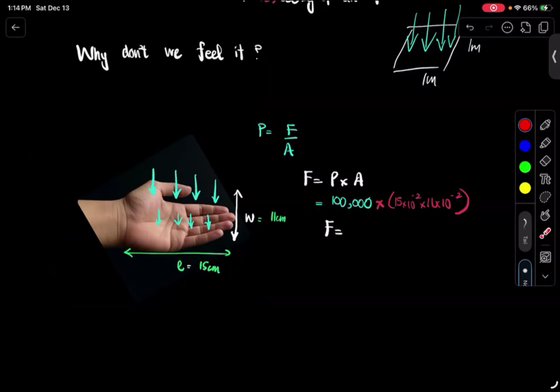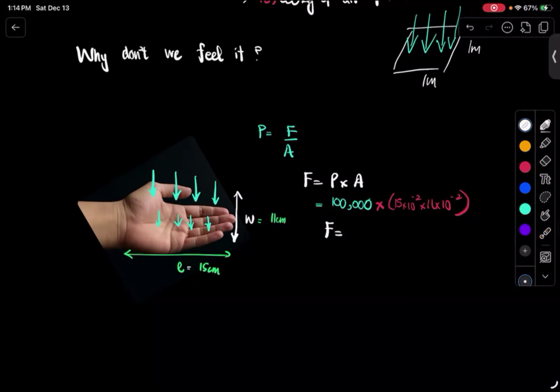100,000 into 15 into 10 to the power minus 2 into 11 into 10 to the power minus 2. Okay. So that means 165 newtons of force is being spread out onto your hand.